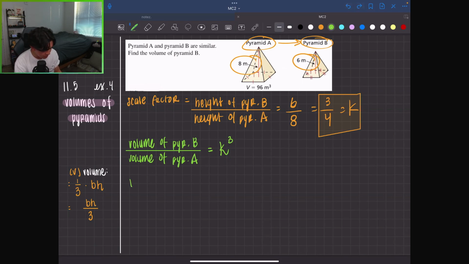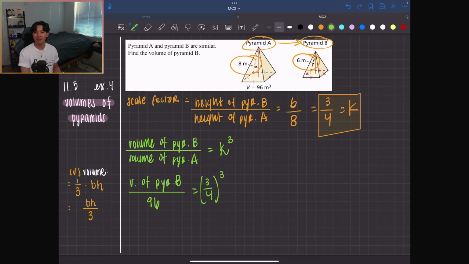So let me rewrite this. Volume of Pyramid B over the volume of Pyramid A, which is 96, equals (3/4) cubed. The reason I'm putting that in parentheses is because if you wrote it like this, it's a little confusing, right? 3 cubed over 4. We want to show that we are cubing this entire value. And now all we have to do is isolate the volume of Pyramid B, and we are good to go.